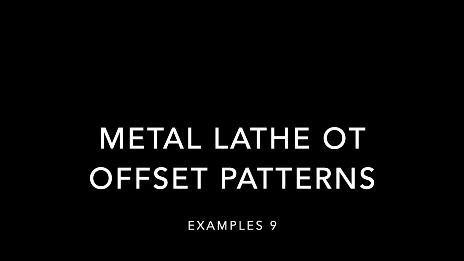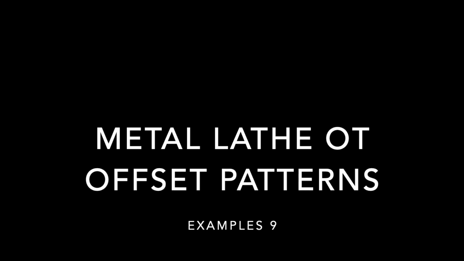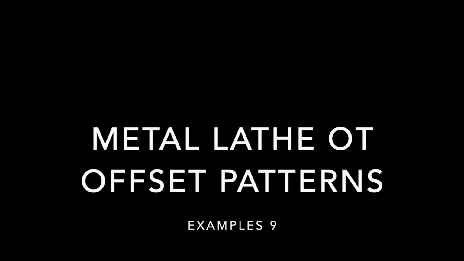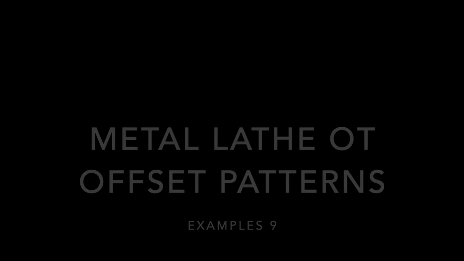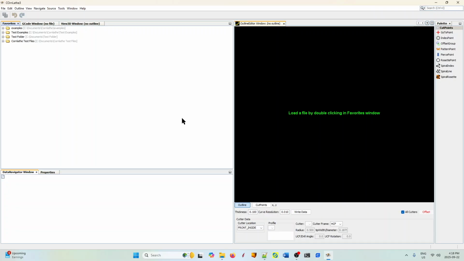The final two selections on the cut point palette are offset patterns, and I'll look at pattern point and offset group in this video. In this video, I'll try to explain pattern point. Pattern point is quite interesting, and there's only one example in the example files provided with Cornlathe. But I'll try to show you what's going on.